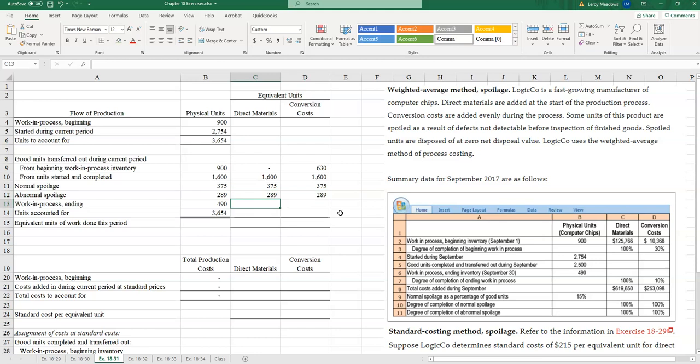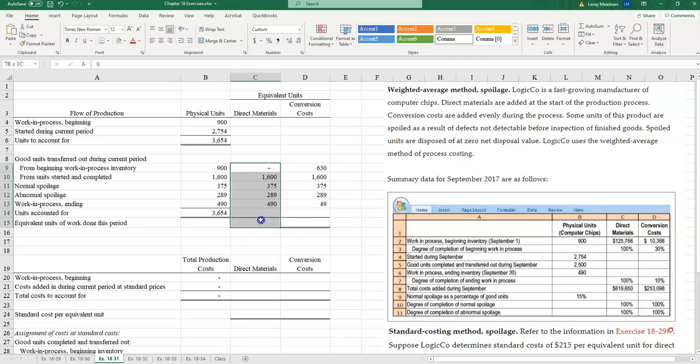And then for my work in process ending equivalent units, what degree of completion was I for direct materials? Well, it tells me here in the problem, degree of completion of ending work in process inventory, 100%. So I've got all my units from there. But I'm only 10% complete with regards to conversion costs. So I'm going to take my total ending work in process inventory units and multiply that by the degree of completion. And I get 49.